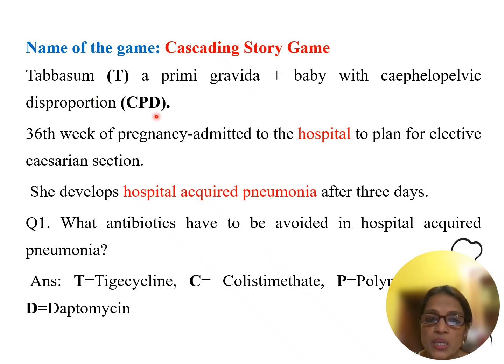Then CPD, C refers to colistin. Again, the same reason why you can't use colistin. And then P is polymyxin B. Again, this doesn't achieve a good concentration in the lung. And D is daptomycin. Daptomycin is not used because it is inactivated by the lung surfactant. This daptomycin is an antibiotic used against gram-positive organisms, but because it is inactivated by the lung surfactant, you can't use daptomycin. So, Tabassum with CPD. TCPD is the mnemonic for remembering what antibiotics need to be avoided in hospital-acquired pneumonia.